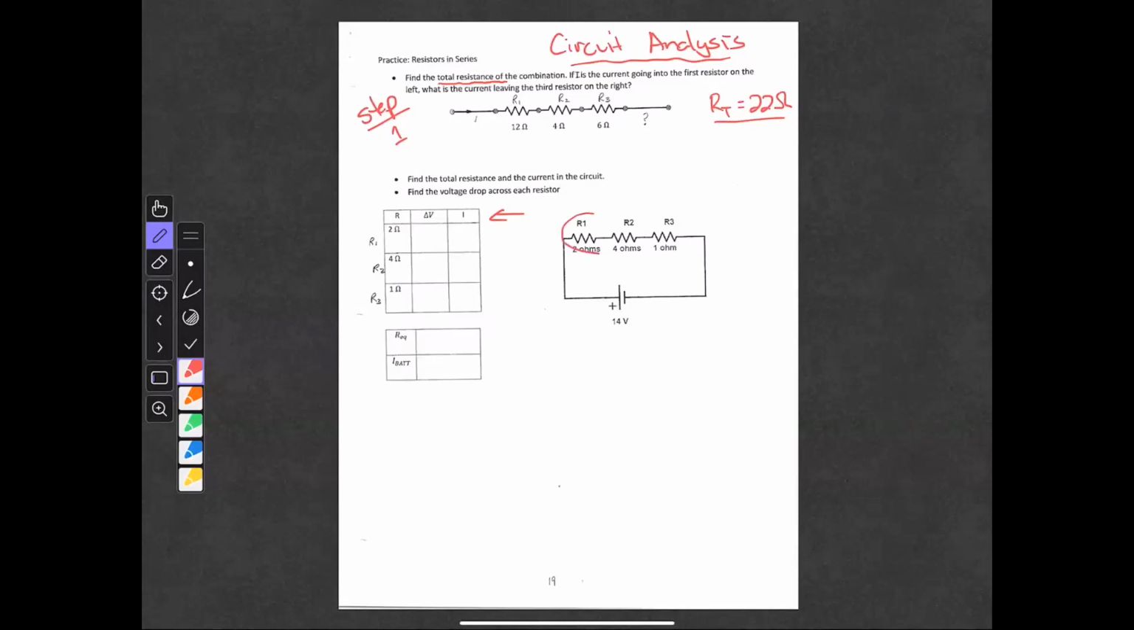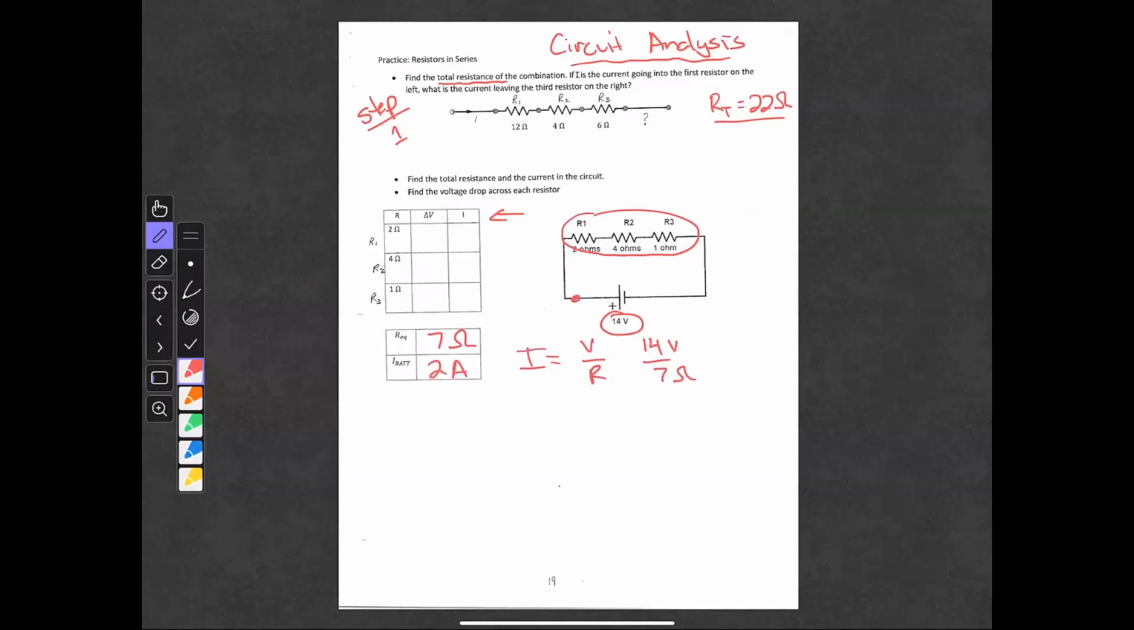Let's do a whole problem together. The total resistance of 2 plus 4 plus 1 is 7 ohms. You do not need to show that work if you can do addition in your head. The voltage total is 14. So how would you find the total current? You would use Ohm's law, 14 over 7, and that means there would be 2 amps.